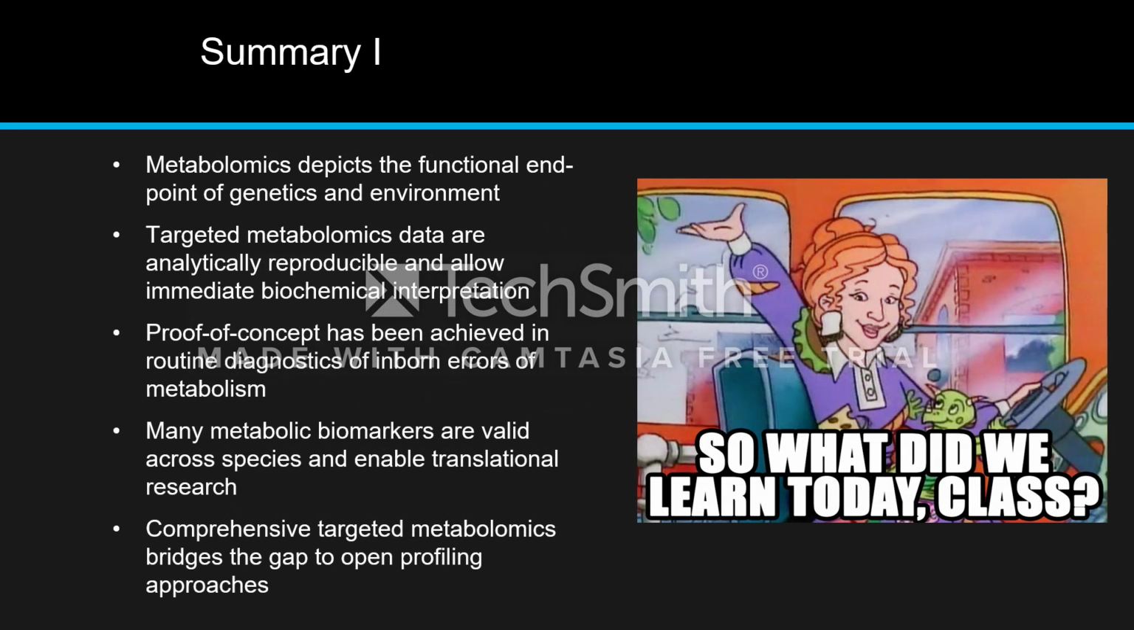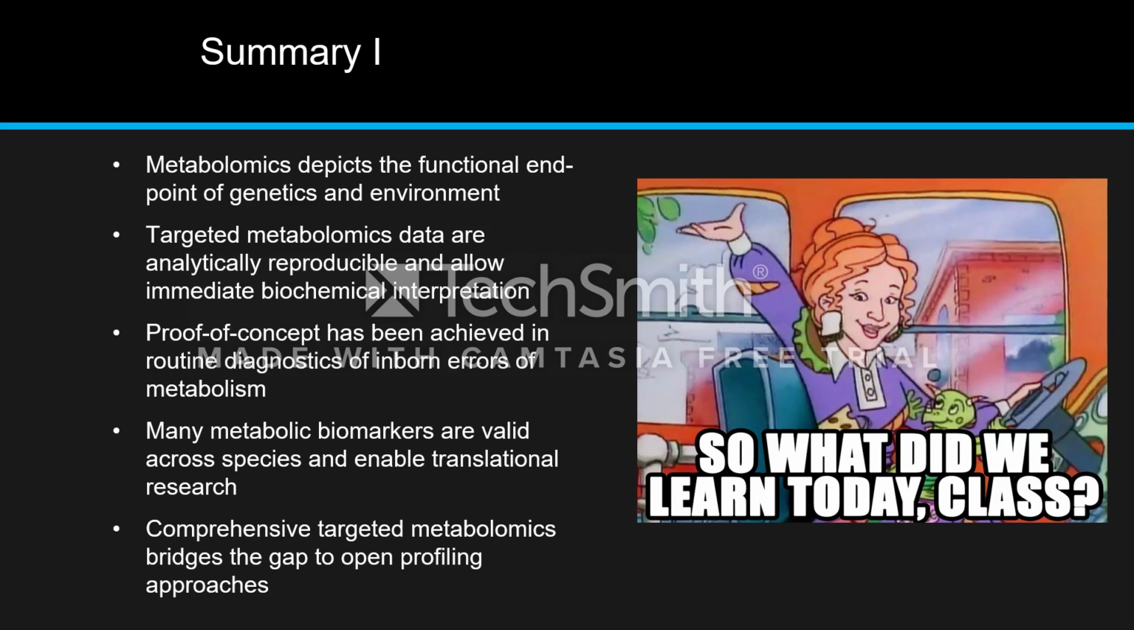All right, so let's sum it up. What did we learn today? Metabolomics depicts the functional endpoint of genetics and environment. So your products, what happens when you eat something? You get energy, you make ATP, you have sugars. Targeted metabolomics data is analytically reproducible and allows immediate biochemical interpretation. So that being said, once it makes that product, it can be interpreted instantly. We know exactly what it is.